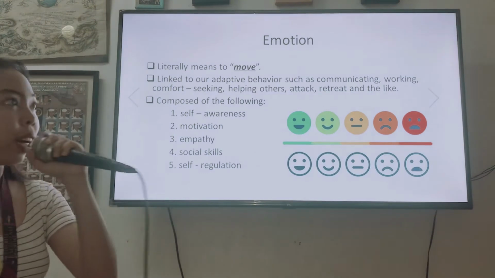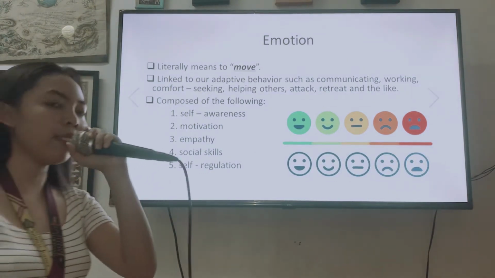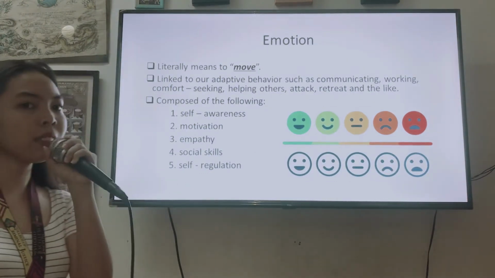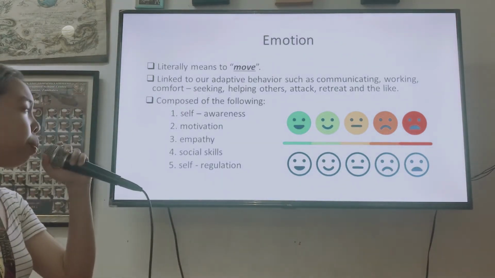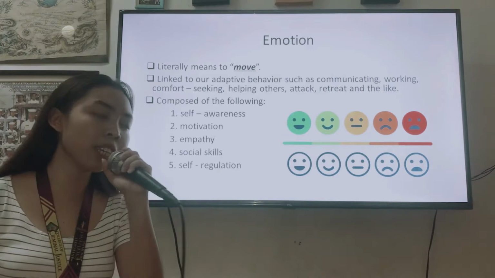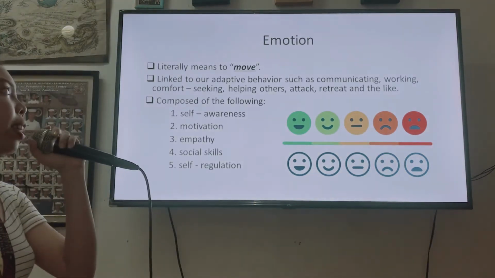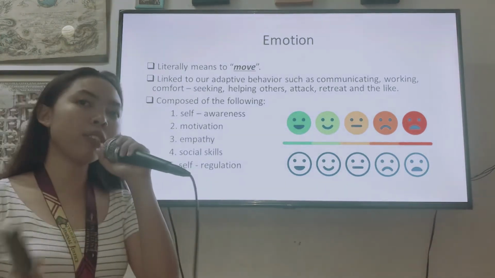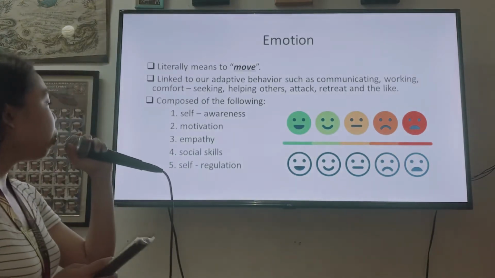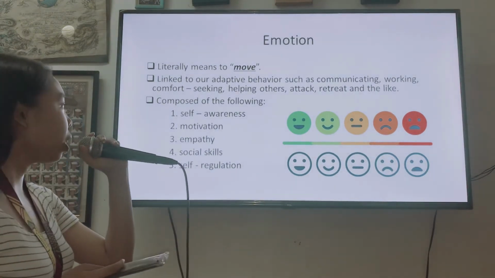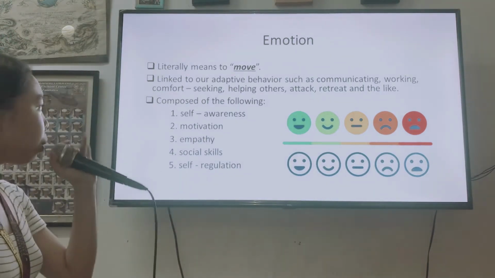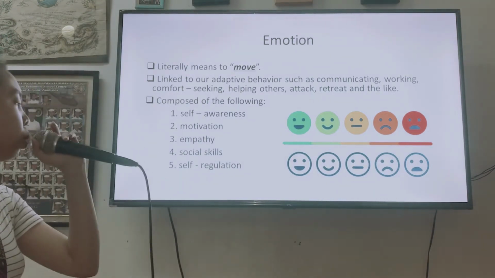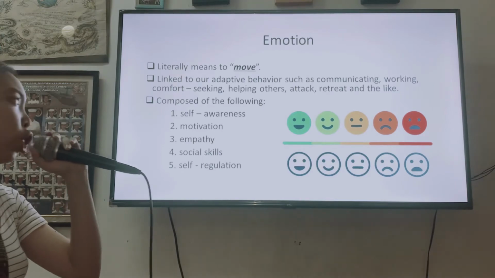So one of the determinants of behavior next is the emotion. It literally means mood. Emotion is linked to our adaptive behavior such as communicating, working, comfort seeking, helping others, attack, repeat, and the like. It is composed of the following: self-awareness, motivation, empathy, social skills, and self-regulation.